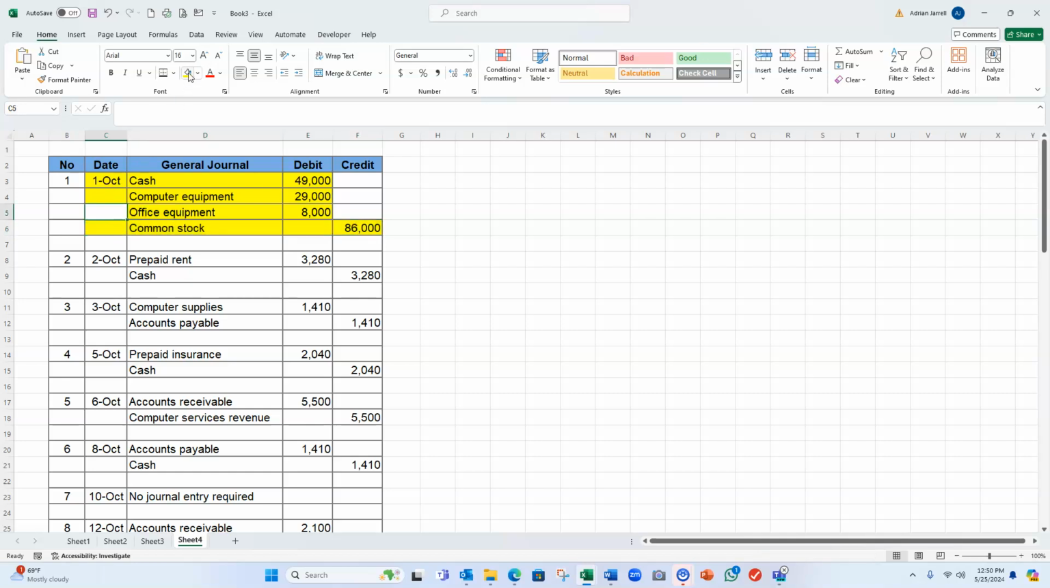Always do it this way. Don't try to skip around. Don't try to find all the cash entries and then put them down. No, one at a time. And then after you get them done, in real life you would use the posting reference column.